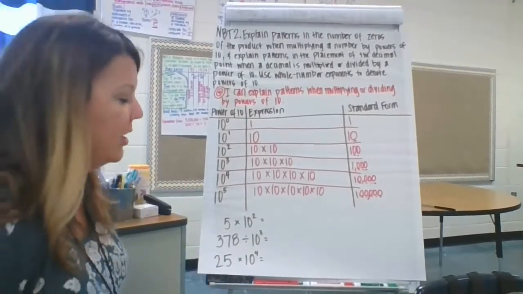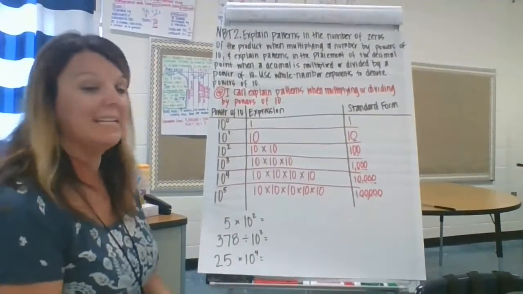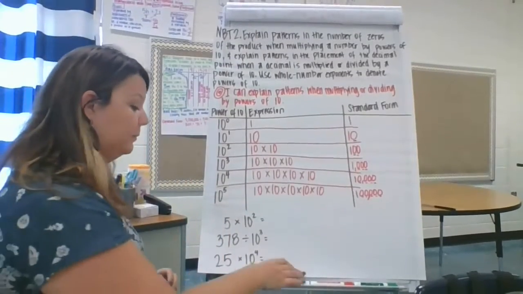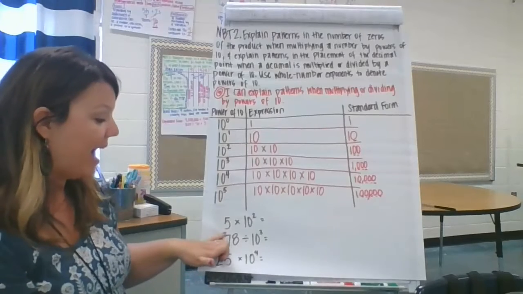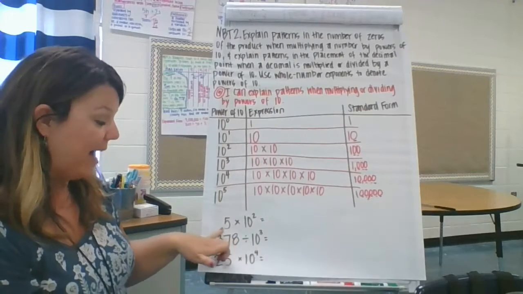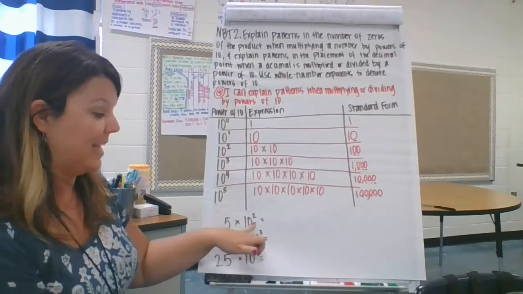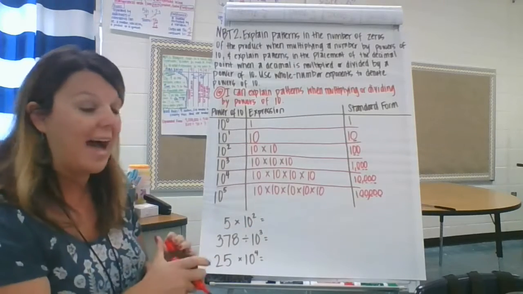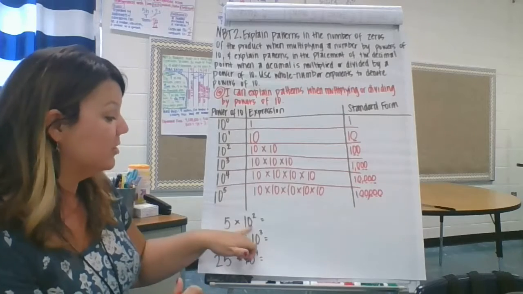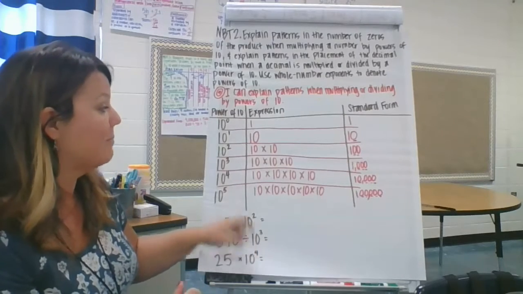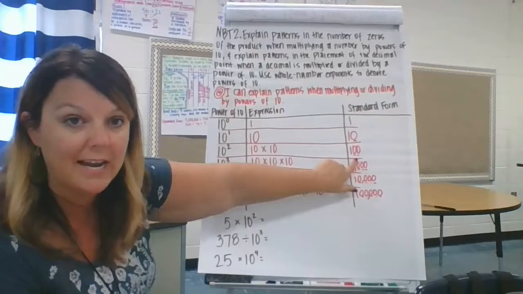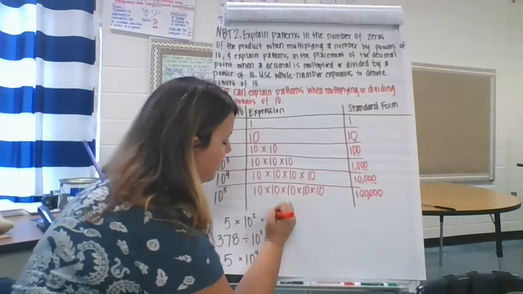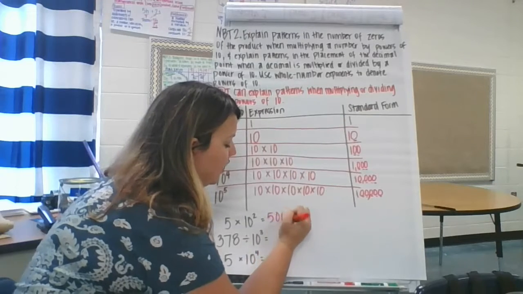So you need to learn what those mean. And then we need to be able to apply them to multiply and divide. So if I have 5 multiplied times 10 to the second power, when I see that 10 to the second power, I can do one of two things. I can understand that this 10 to the second power really means 100. And so I'm just doing 5 times 100, which is 500.